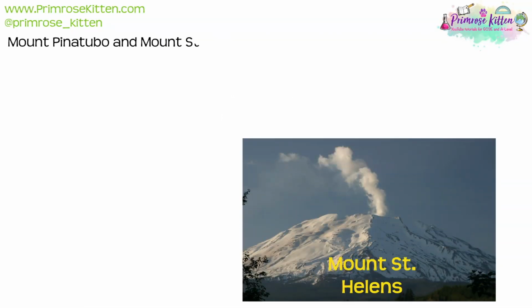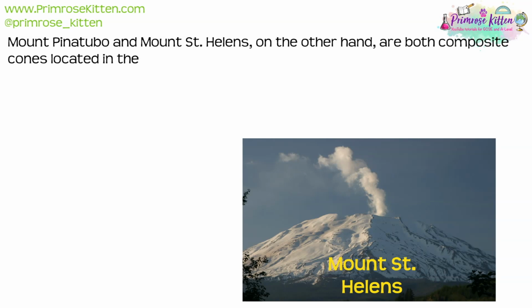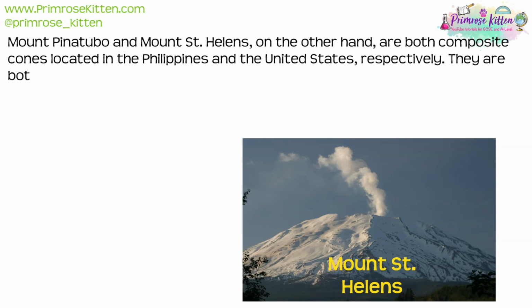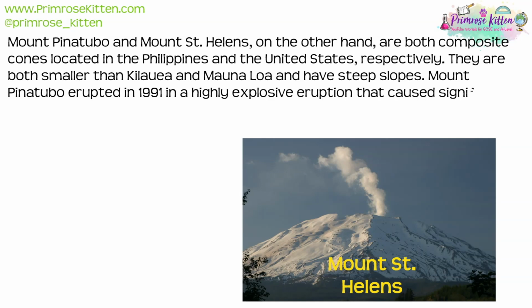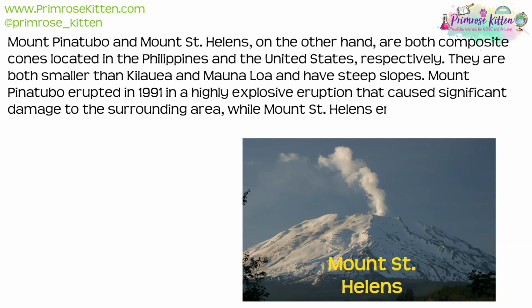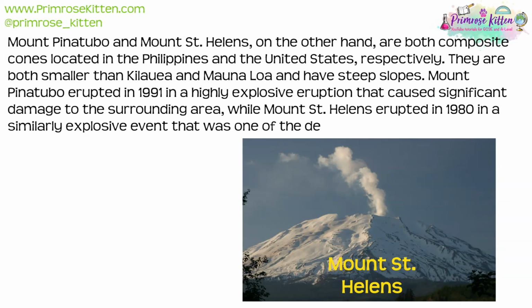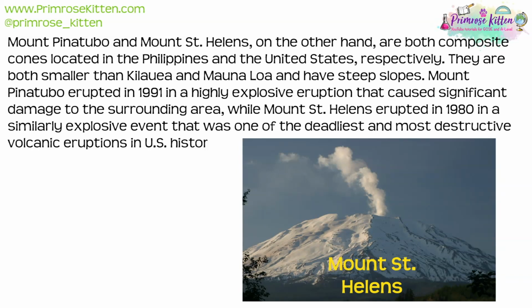Mount Pinatubo and Mount St. Helens, on the other hand, are both composite cones located in the Philippines and the United States, respectively. They are both smaller than Kilauea and Mauna Loa and have steep slopes. Mount Pinatubo erupted in 1991 in a highly explosive eruption that caused significant damage to the surrounding area, while Mount St. Helens erupted in 1980 in a similarly explosive event that was one of the deadliest and most destructive volcanic eruptions in US history.